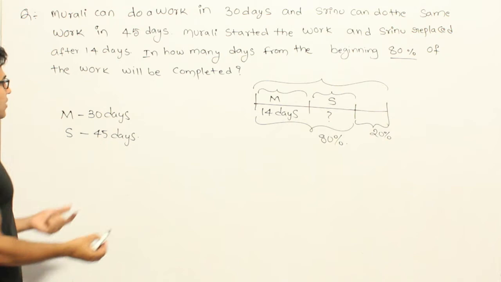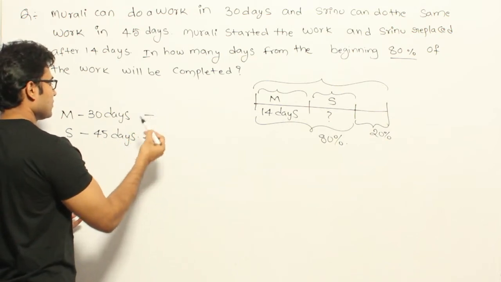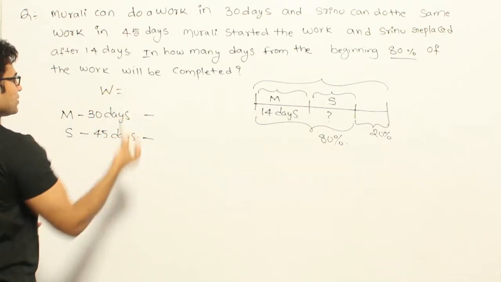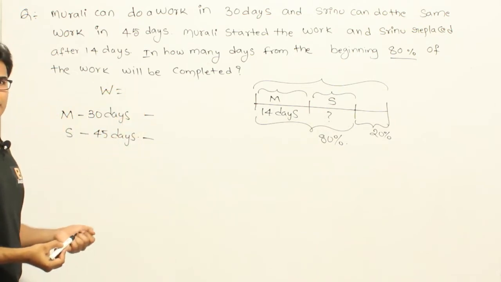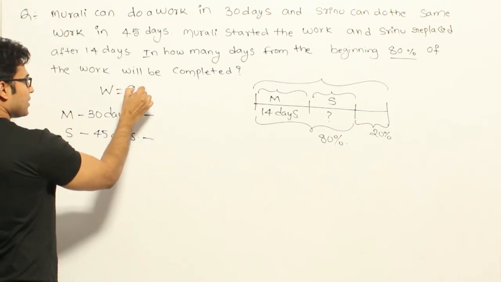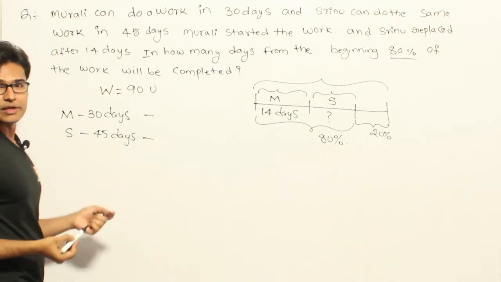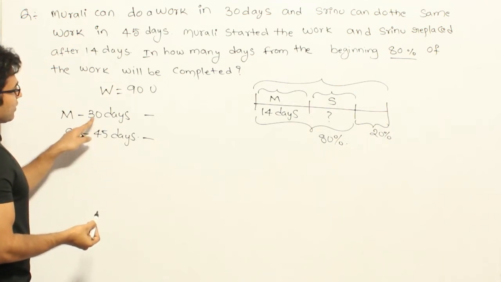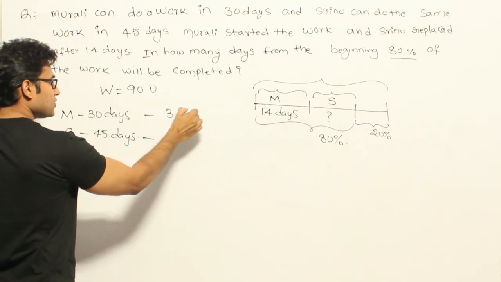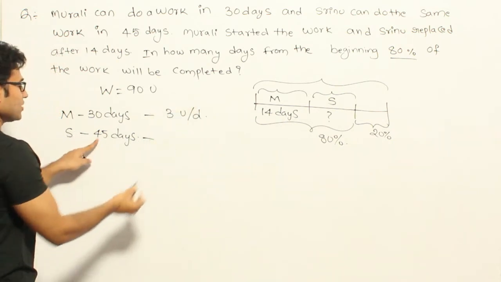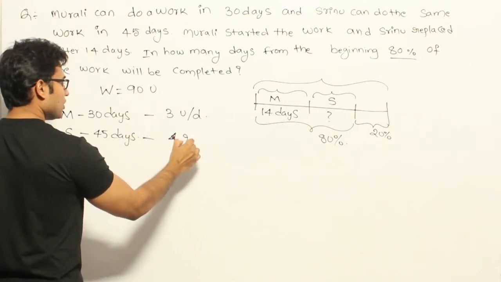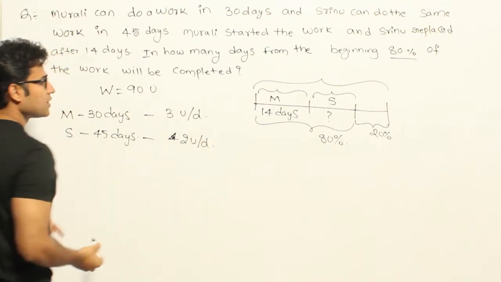Let's try to find out the rate at which Murli and Srinu are working. Since we don't know the rate, let us assume that the total work is some number. What will be a better number for these two? You can take anything. I am getting 90 units in my mind, so I have just taken it. Then what is the rate at which Murli is working? 90 by 30, which means 3 units per day. And what is the rate at which Srinu is working? 90 by 45, which means 2 units per day. This is the rate at which they are working.